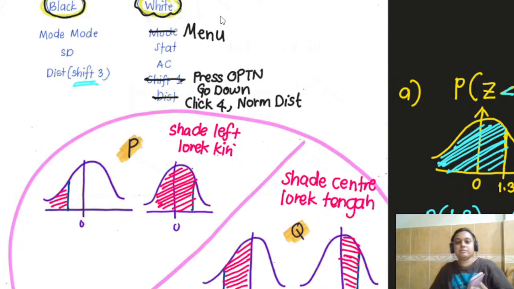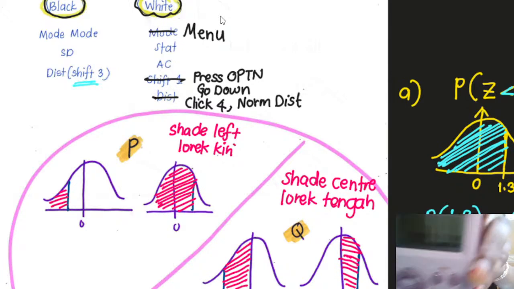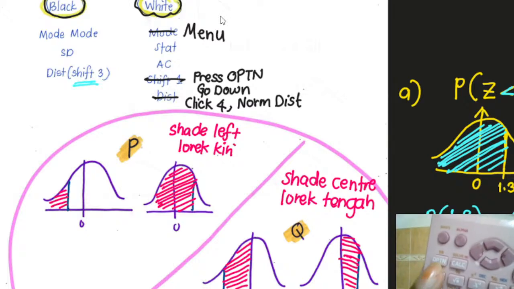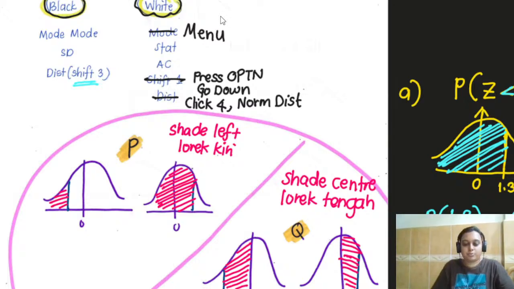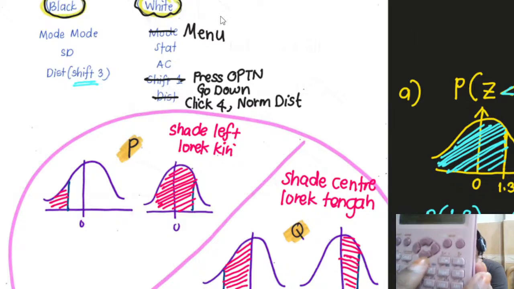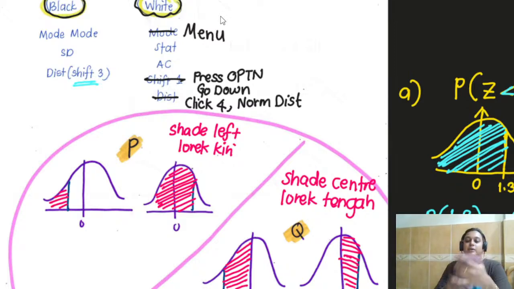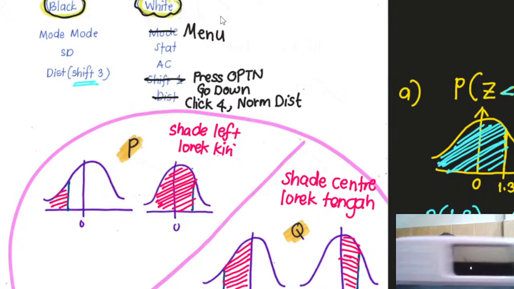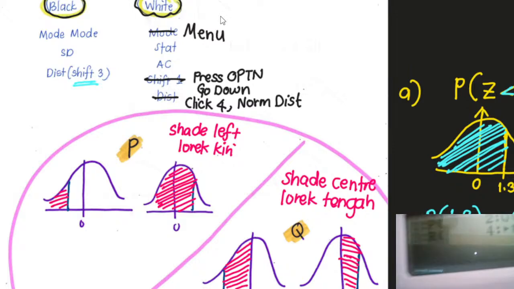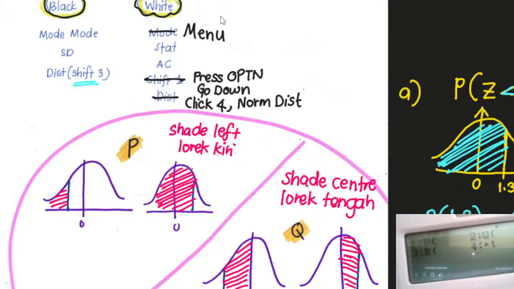Okay, after come out like this already, press OPTN. OPTN is below the shift button. Here, OPTN. Okay, press OPTN. Lepas tu turun ke bawah. Turun ke bawah, you use the arrow. Okay, go down, you can see norm distribution, NORM. Press number 4. You akan dapat macam ni. Get like this.